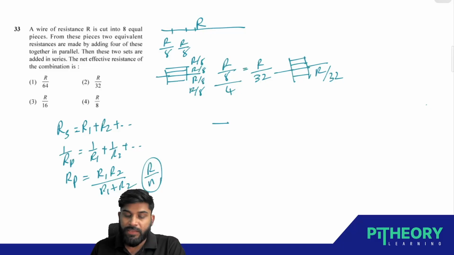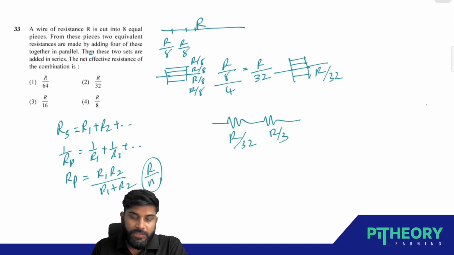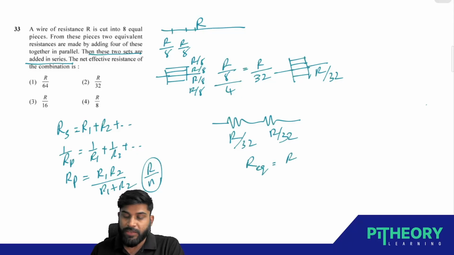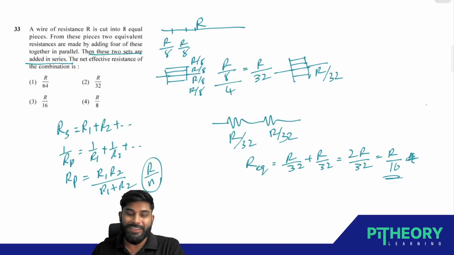So now these two sets of resistances, whose resistances are R by 32 and R by 32, you are connecting in series like this. That's what 'these two sets are added in series' means. So the equivalent, we just have to add these two together. R equivalent is equal to R by 32 plus R by 32, which is 2R divided by 32, which is R by 16. Sorry, not in ohm. R by 16 is what you'll be getting. So your answer will be option number 3. That will be the answer.